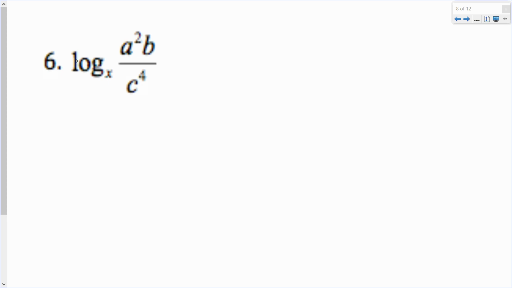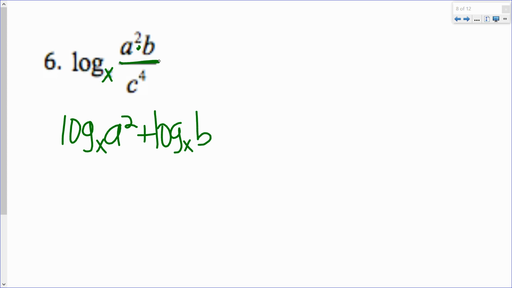Okay, now that you tried number 6 on your own, I start with my product and quotient rules. I'm looking for multiplication and division. I see them. My log base is x, so when I make my logs, I'm just going to make sure they all have a base of x. Multiplication becomes addition, so I write log base x of b. Division becomes subtraction, log base x of c to the 4th. Multiplication becomes addition, division becomes subtraction, and whatever the log base is just kind of comes with it.